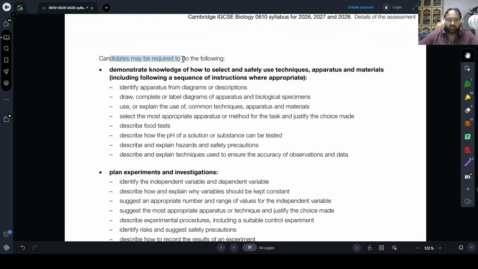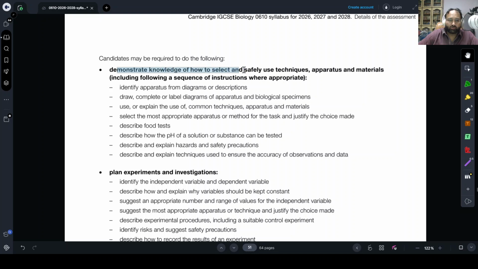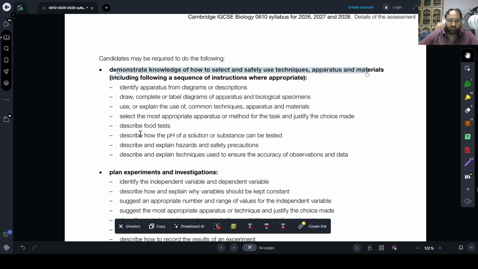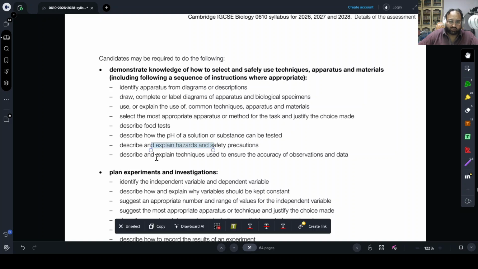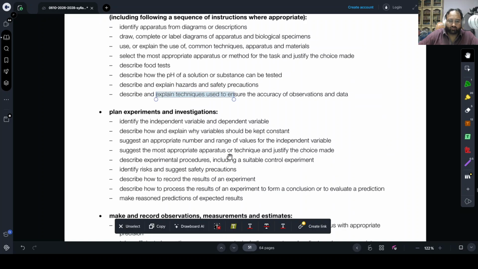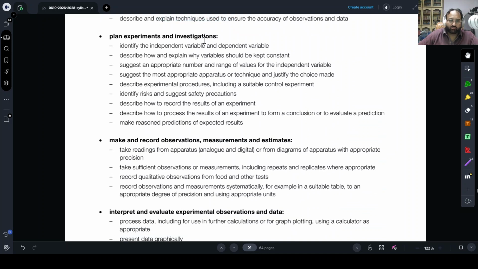All right. Then candidates may be required to do the following. They might be required to demonstrate knowledge of how to select and safely use techniques, apparatus, and materials. Right. And so identify apparatus, draw, complete, and label diagrams, explain techniques, appropriate apparatus, tests, pH, explain hazards, explain techniques, plan experiments and investigations, right? So we're familiar with that.